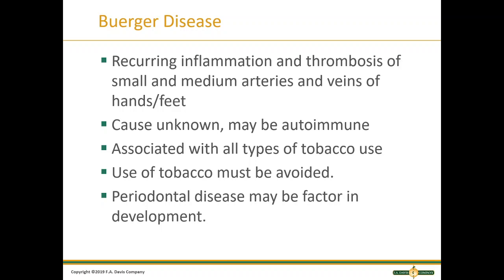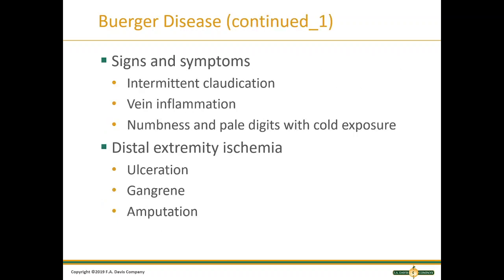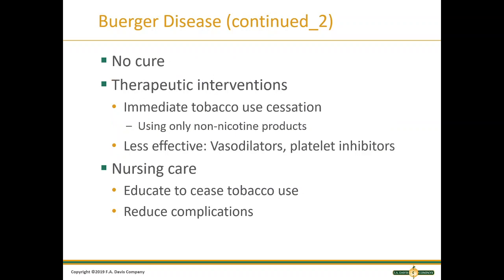In that family, autoimmune. Use of tobacco must be avoided in everything. You always want to teach anyone with these. Intermittent claudication, vein inflammation, numbness, and pale digits with a cold exposure, similar to Raynaud's. Distal extremity ischemia, so they can have ulcerations, which can lead to amputation. Okay, so there's no cure for Buerger's. It's like autoimmune. That's why it's so similar to autoimmune, kind of put with them.